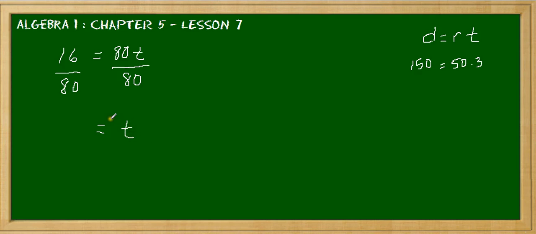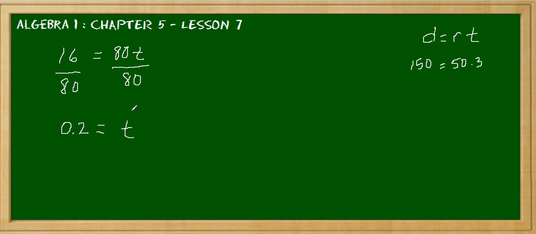The question is, what do we have on the other side? Well, it's 16 divided by 80, and if we just simply did our math, divided 80 into 16, and if you wanted to do it on a calculator, that's perfectly fine. The answer would be 0.2. Okay, so that means he traveled at this rate. The time was 0.2 hours.